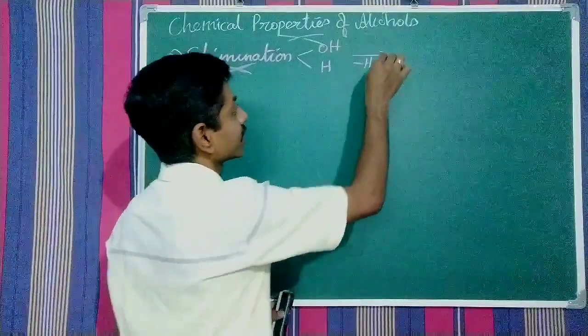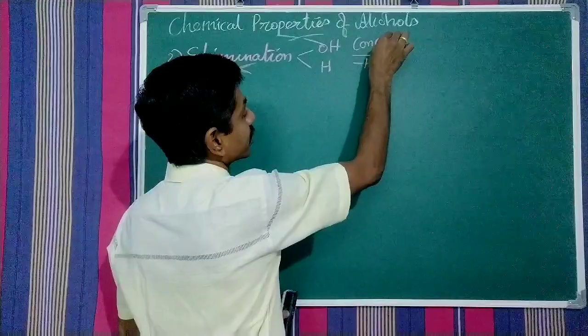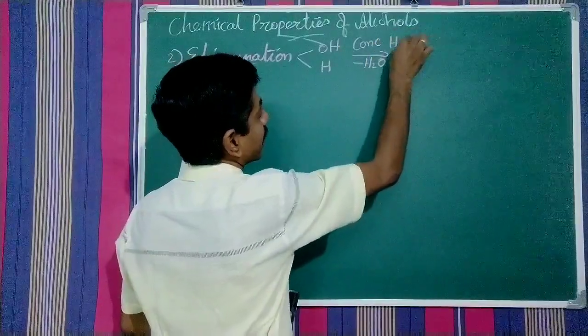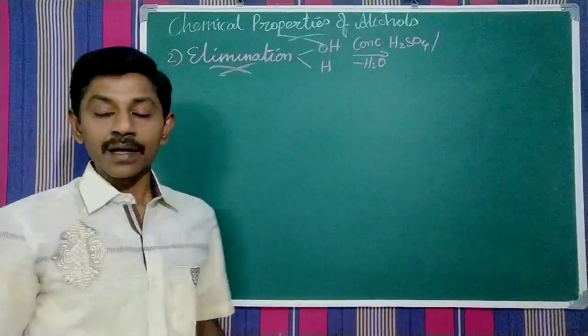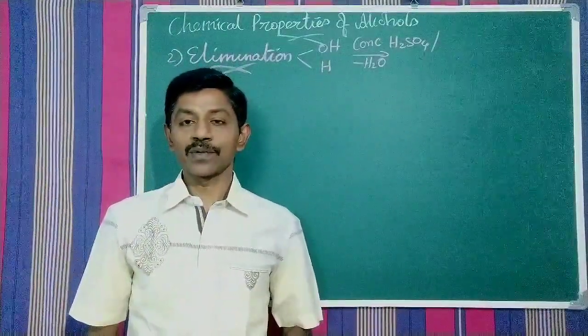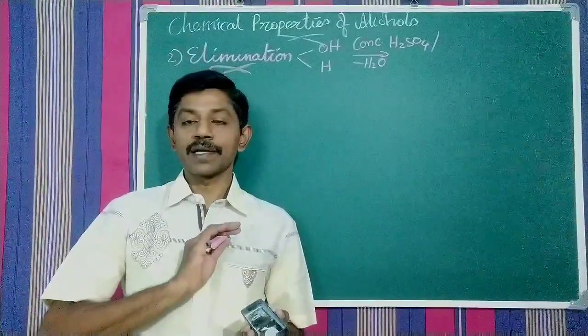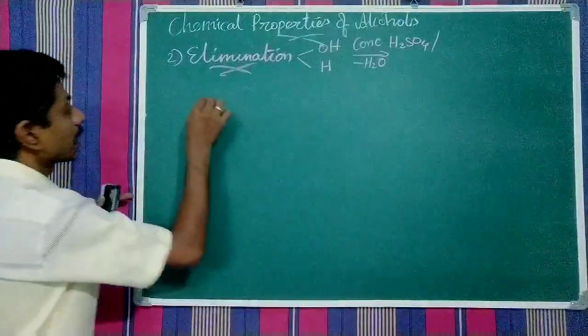For dehydration, the main requisite is an agent, a dehydrating agent. It can be sulfuric acid, or alumina, or anhydrous zinc chloride, or phosphoric acid also. All of these have the capacity to remove water. An example: ethyl alcohol.